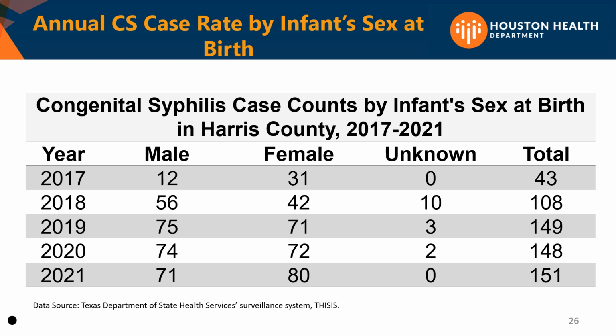This table represents annual congenital syphilis case rate by infant sex at birth. Between male and female, they kind of go back and forth, but as time progresses, they are evened out. But to me, what I find important is looking at the total column on the far right. As you can see, it has steadily increased over time.